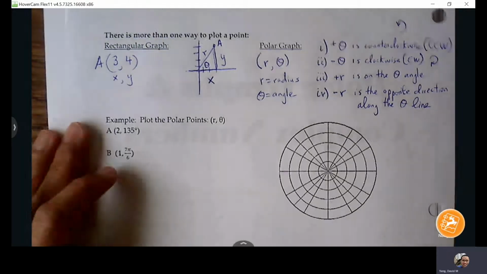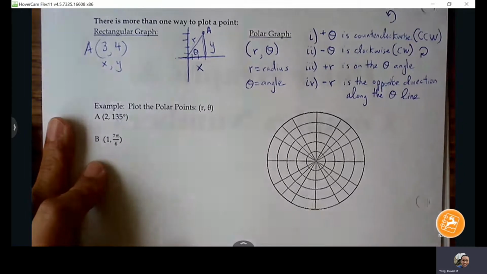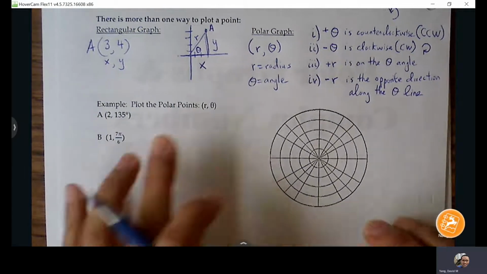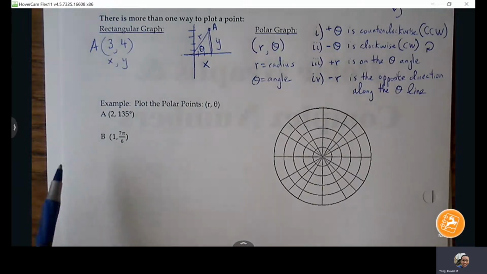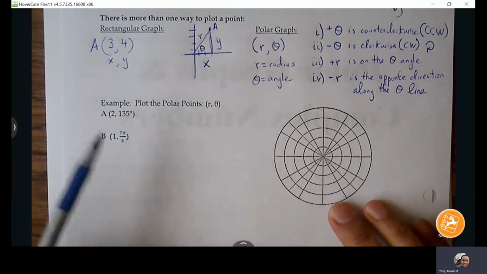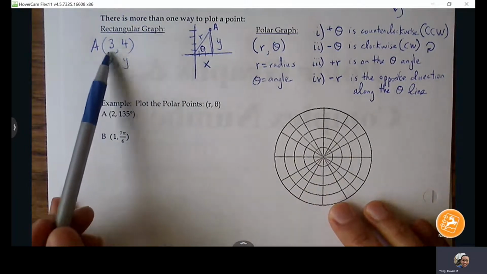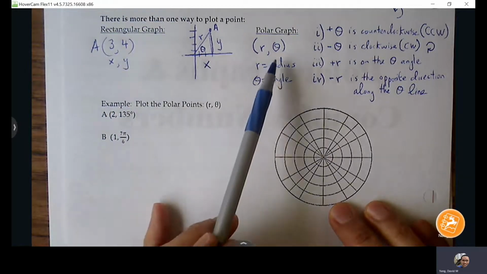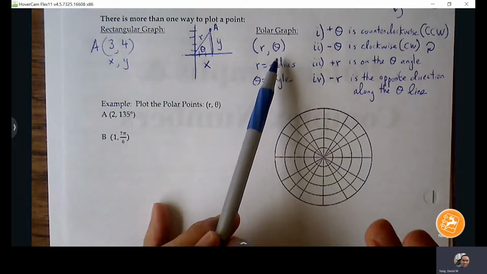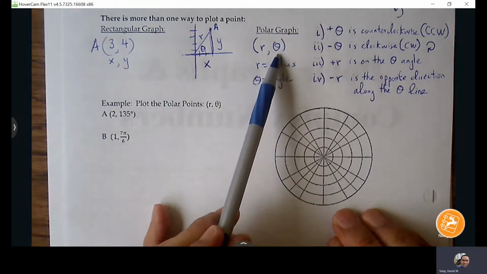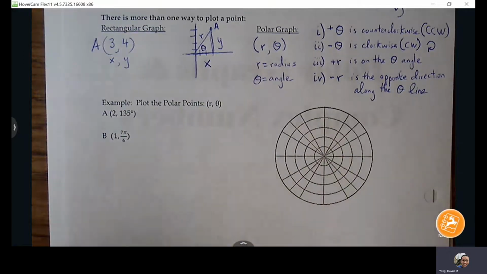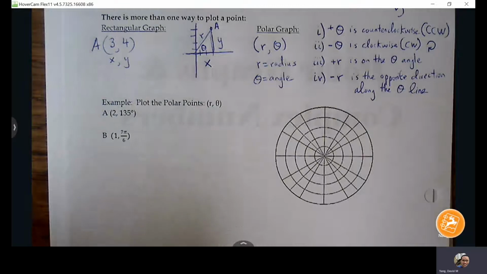Okay, example 1, at the bottom of the page here. Plot the points given r and theta. What's going to feel a little bit strange here is that typically we read the first number and then we follow with the second number. But with polar, a lot of times it's more helpful to identify the angle first before you figure out how far you want to move away from the origin.